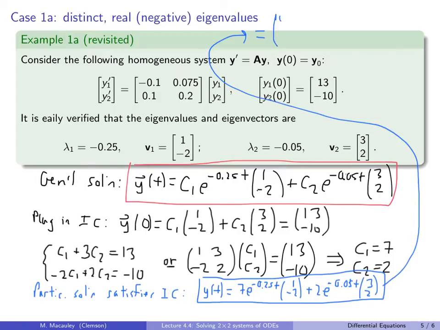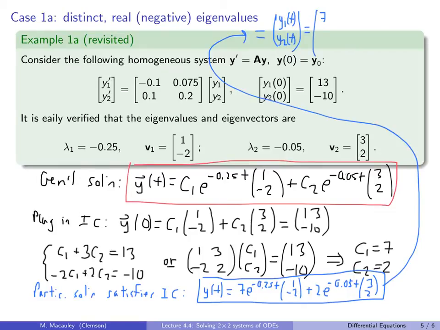let's write it like this. That just means y of t is just y1 of t and y2 of t. That's all that is. And this is equal to, so the top is, I'm going to write this times 1 plus this times 3 on top. And then on the bottom, it's going to be this times negative 2 plus this times positive 2.